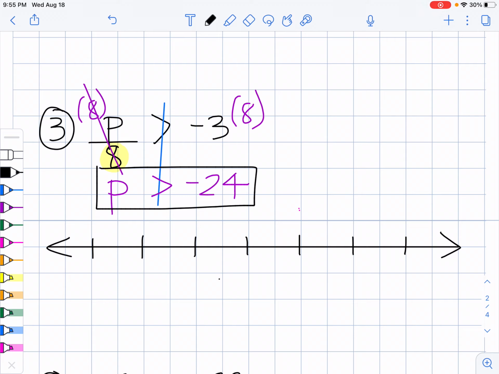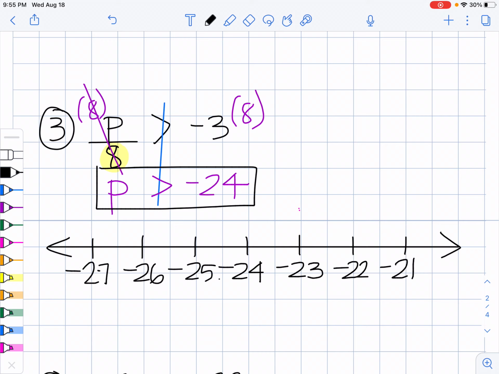So I'm going to go by just ones this time. So we're going to go negative 24, negative 23, negative 22, negative 21, and the other way negative 25, negative 26, negative 27. I have p is greater than negative 24. So greater than, I'm going over the negative 24. I'm going open circle because it's just greater than. And greater than means bigger. Bigger is to the right. So I'm shading to the right. And I can check with my arrow trick that says my arrow is going to the right.